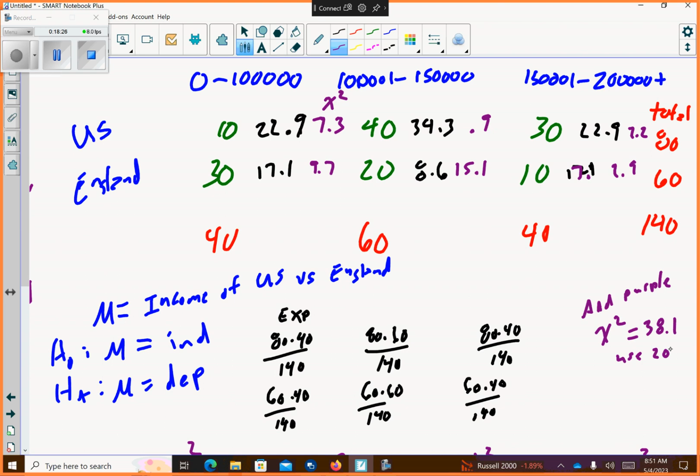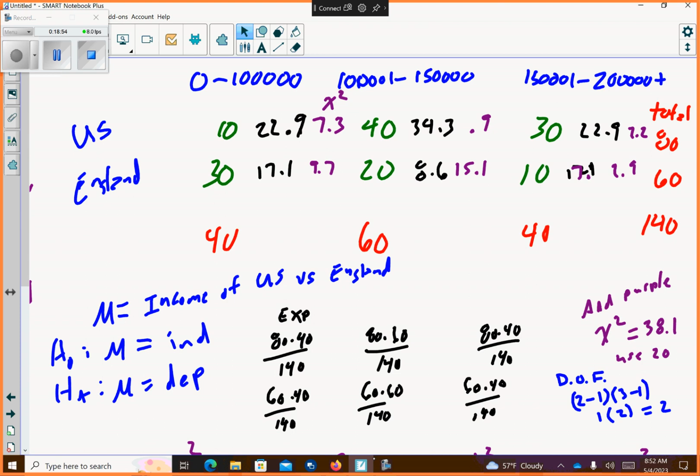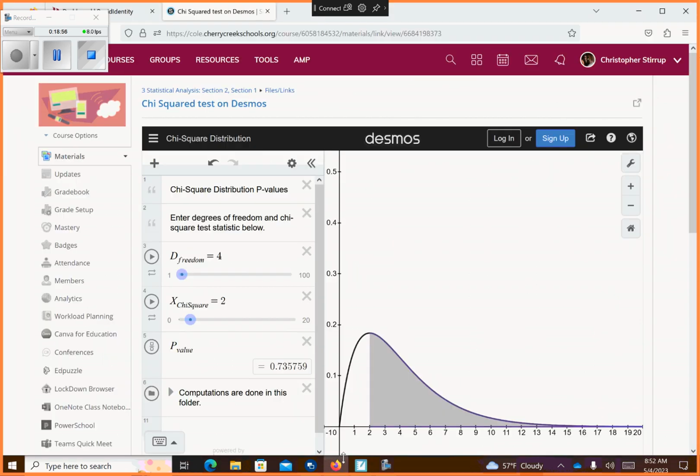And then my degrees of freedom. I have 2 rows minus 1 times 3 columns minus 1, which is going to give me 1 times 2. So my degrees of freedom is just 2 here. Okay, now we should be able to use our chi-squared. So we have 2 degrees of freedom.